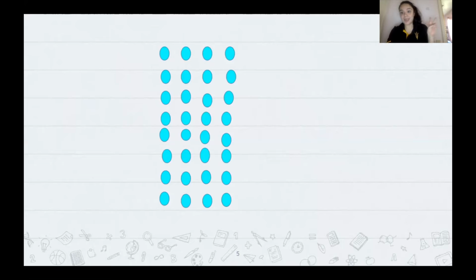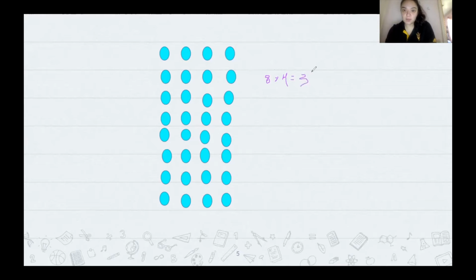Then we're going to 8, 12, 16, 20, 24, 28, and 32. So that's when we skip count by 4s 8 times. That's like saying 4 plus 4 plus 4 plus 4 plus 4 plus 4 plus 4 plus 4. So we just found that 8 times 4 is equal to 32. Well, now we have an array.